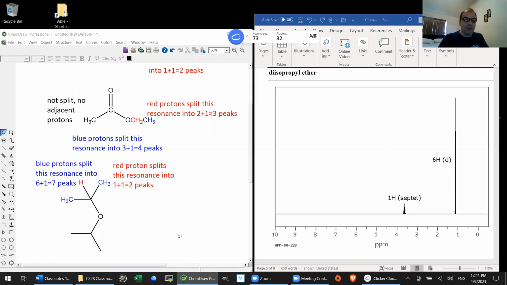In terms of chemical shift, what would we expect for the 12 equivalent?